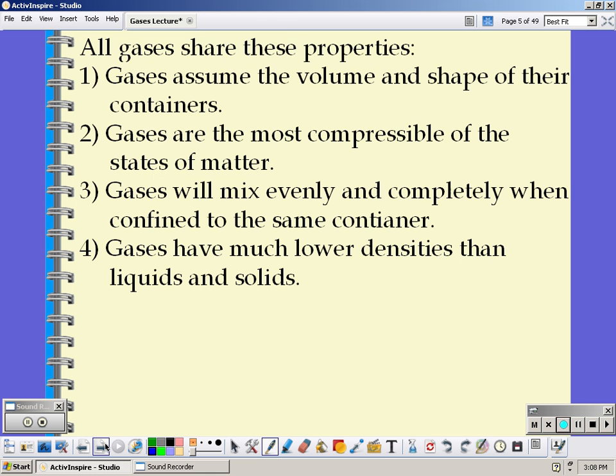Alright, so again, all gases share these properties. They assume the volume and shape of their container. They're the most compressible state of matter because the molecules themselves are the farthest apart. And gases will mix evenly and completely when confined in the same container. So it doesn't matter what section you take, it's pretty much evenly mixed. Gases also have a much lower density than liquids and solids because of the volume that they take up. The space between the molecules is so much larger than in solids and liquids.